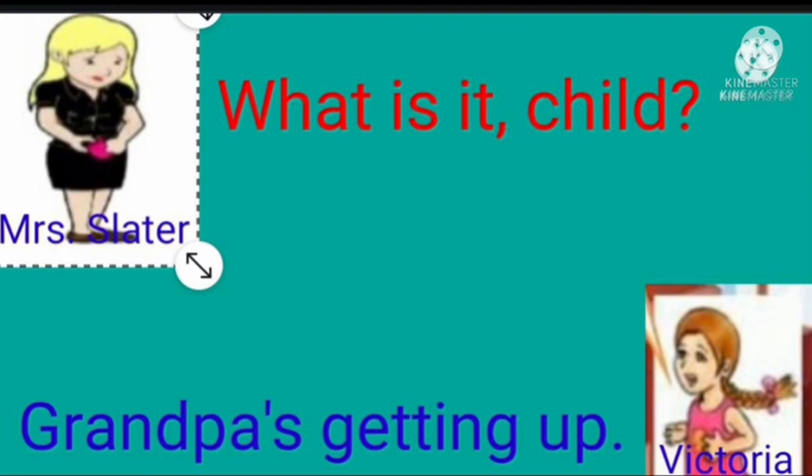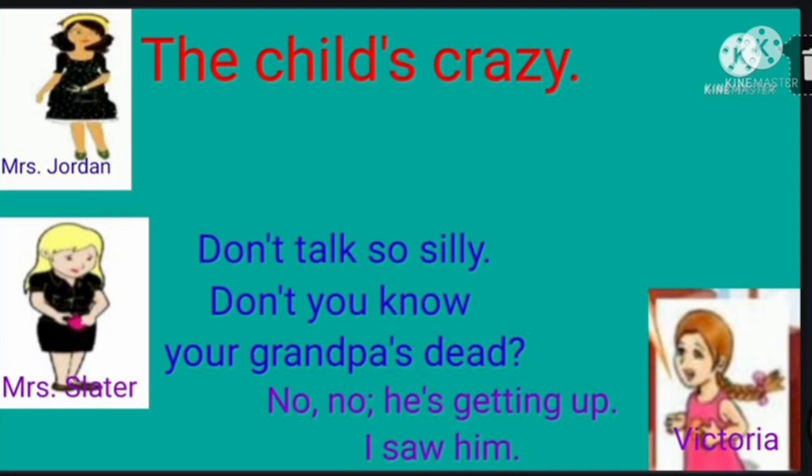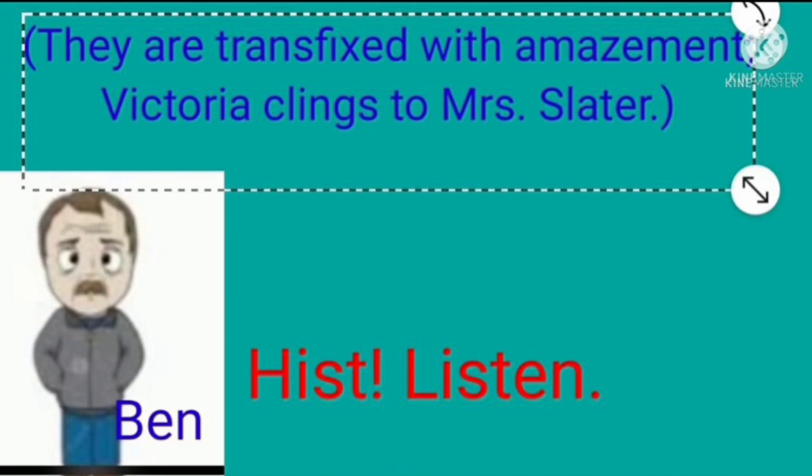Mrs. Slater said, "What is it, child?" Victoria told, "Grandpa is getting up." Ben said, "What?" Mrs. Slater said, "What do you say?" Victoria said, "Grandpa is getting up." Mrs. Jordan said, "The child is crazy." Mrs. Slater said, "Don't talk so silly. Don't you know your grandfather is dead?" Victoria said, "No, he is getting up. I saw him." They are transfixed with amazement. Victoria clings to Mrs. Slater. Ben said, "Hush, listen."